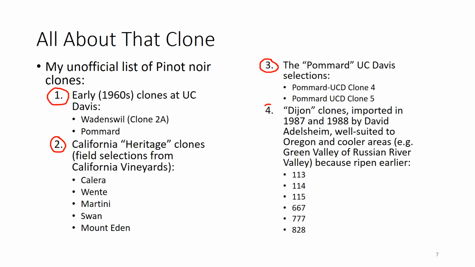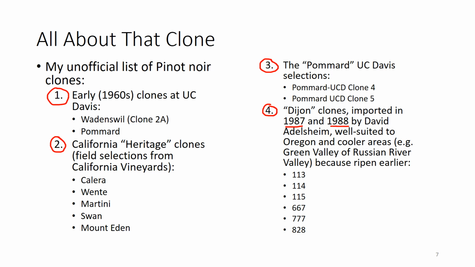And then the 4th group are the Dijon clones, many of them imported in 1987 and 1988 by David Adelsheim. He brought those to Oregon. Those were cool climate clones that were well suited to the cooler areas of Oregon, and we plant those a lot around Sonoma County, and they seem to do really well, especially in the cooler areas like the Green Valley of the Russian River Valley.